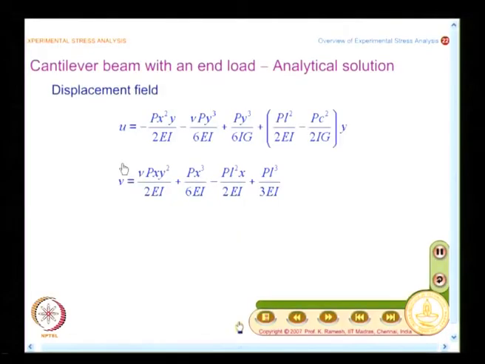When you consider it as a beam, you will also have to have a variation over the depth y, and that is why you have the u expression. If you look at it, it is minus P x squared y divided by 2EI, minus nu times P y cubed divided by 6EI, plus P y cubed divided by 6IG, plus within brackets PL squared by 2EI minus PC squared by 2IG multiplied by y. And what is the interesting thing about this expression? When y is 0, u is 0.